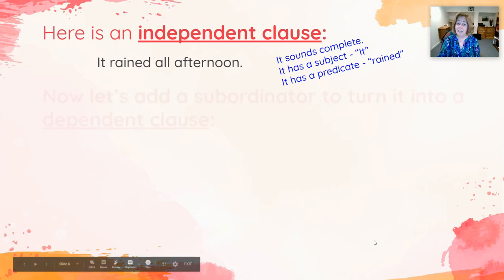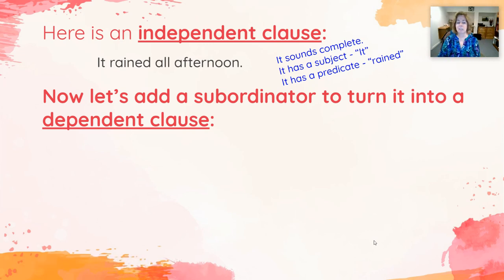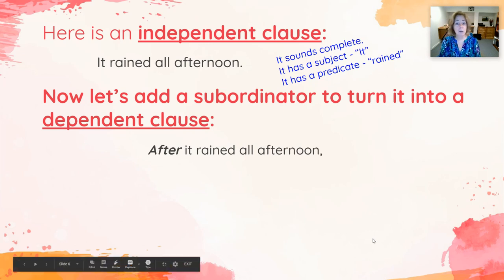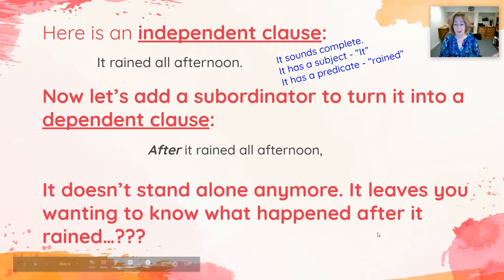But let's add a subordinator to turn it into a dependent clause. There are lots of subordinators. How about if I pick after? After it rained all afternoon, what? I put a comma at the end of that because I need more information to get a complete idea. It doesn't stand alone anymore. It leaves you wanting to know what happened after it rained.